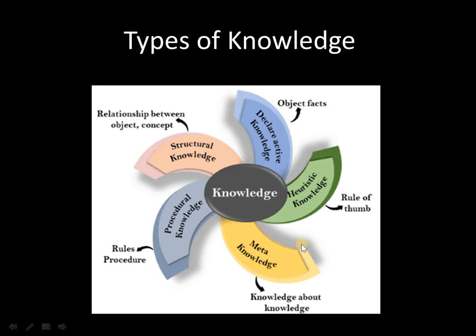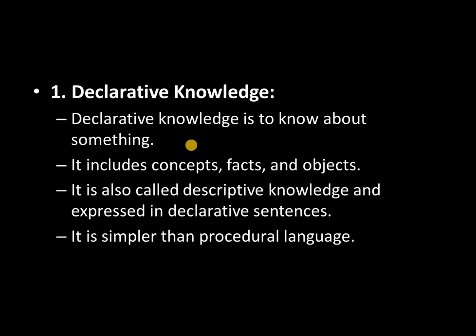Heuristic means it is a rule of thumb. That means already defined rules that may be defined by some experts. Meta knowledge is the knowledge about something, and procedural knowledge is a type of knowledge which tells us how to represent something or how to do something. The procedure, actually, from the term itself. Structural knowledge shows the relationship between some objects, some events. It shows the relationship. So we'll see it in detail.